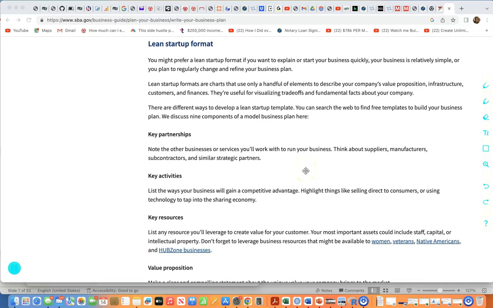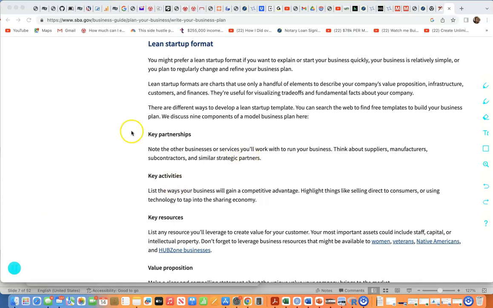In this video, we're going to take a look at a lean startup format for a business plan. This information is found at the SBA.gov website. It's available for anyone that wants to see it, and I just thought we would go over the components of a lean startup format. In a lean startup, it's a very brief and short business plan that just gives the reader of the business plan an overview of what this company or business is about. Let's take a look at this.